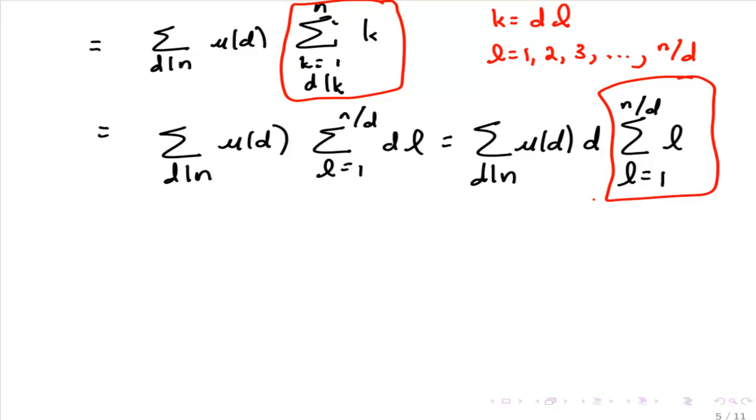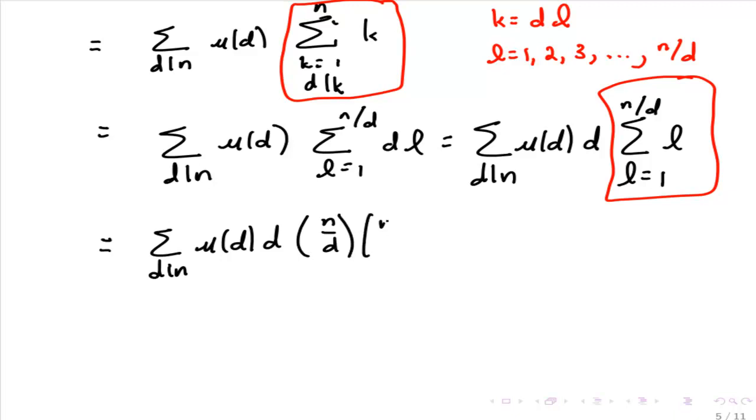That's just 1 plus 2 plus 3 up to N over D. And we've all seen a formula for the sum of the first N numbers. So sigma 1 plus 2 plus 3 all the way up to N is just N times N plus 1 over 2. So in this case it's N over D times N over D plus 1 divided by 2. So let's write it like that. And then break that into two pieces.